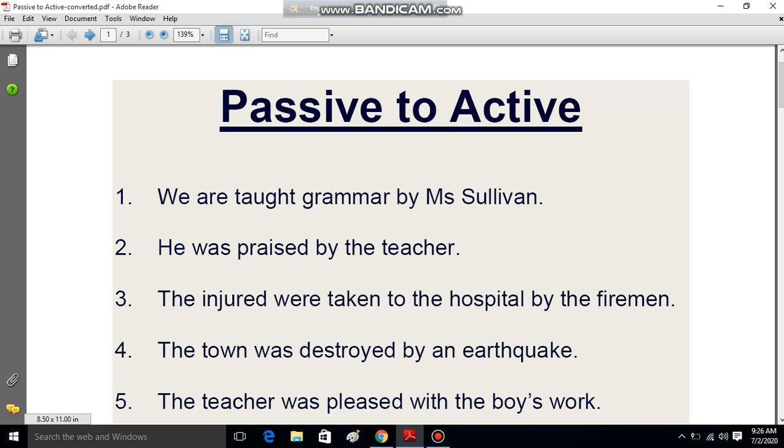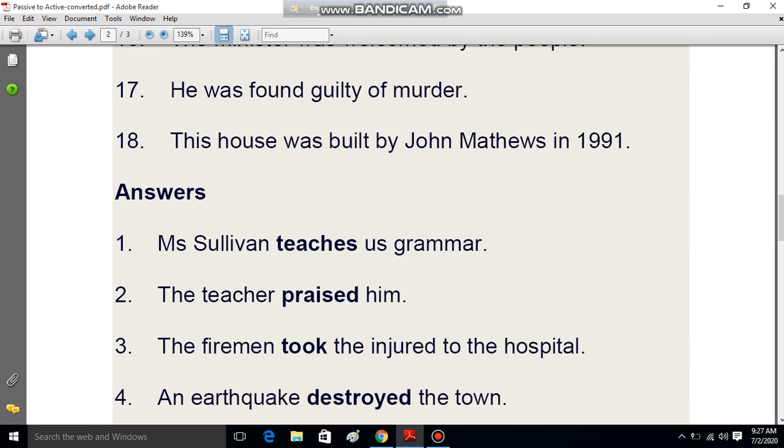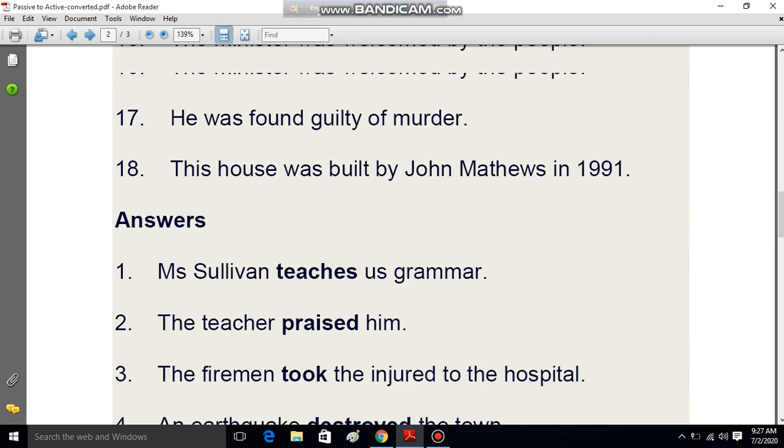So we are taught grammar by Miss Sullivan. Here Miss Sullivan was the agent, and it becomes the subject. So Miss Sullivan, then what's the verb? As it is present simple tense, taught is the verb here, so it will be teach actually. So Miss Sullivan teaches, then we take the object, then extension. Miss Sullivan teaches us grammar. Okay, let's see the answer. Yes, Miss Sullivan teaches us grammar.